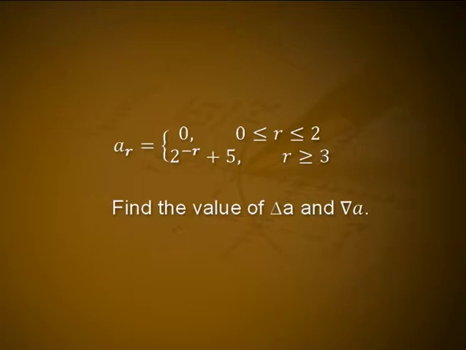Example 5. Let a be a numeric function such that a(r) is equal to 0 for 0 ≤ r ≤ 2 and 2^(-r) + 5 for r ≥ 3. Find the value of Δa and ∇a.